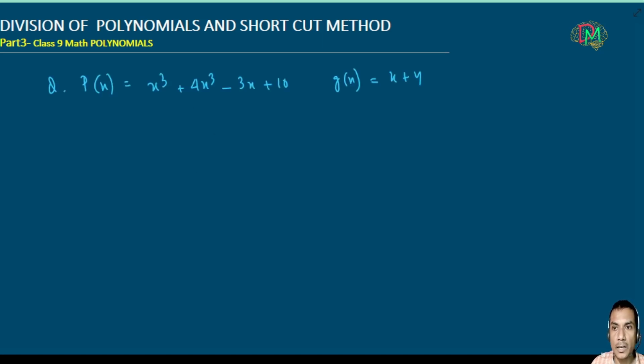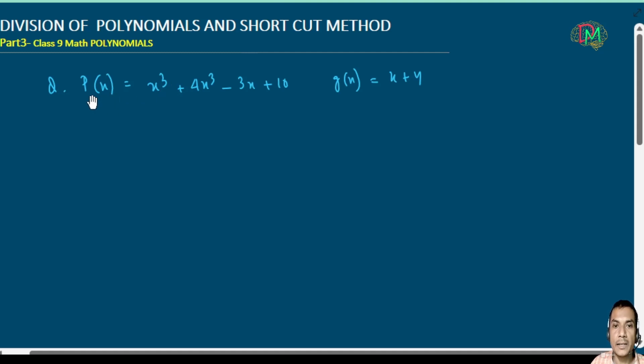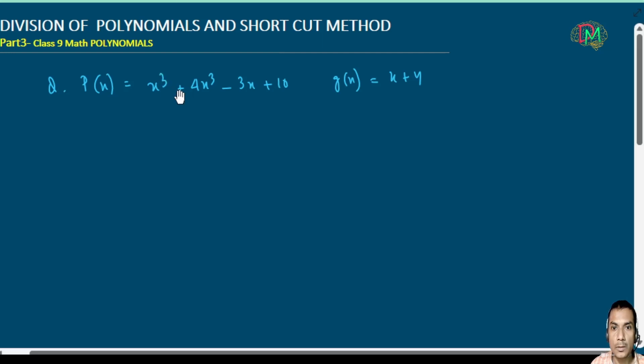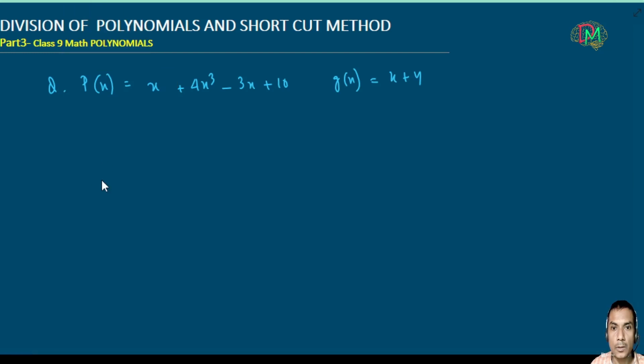This is the example. We have to divide the polynomial px, x to the power 4 plus 4x cube minus 3x plus 10, by gx, which is x plus 4. Note that it is x to the power 4, not x cube. Okay, so we can write the expression of the division like this.